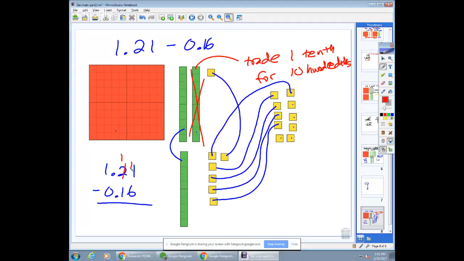And if we look at my picture over here, I traded, so now I have 11 hundredths in the upper number. And here's my 11 hundredths. So the trading in is what allows us to borrow. 11 minus 6 gives us our 5. 1 minus 1 is our 0. And 1 minus 0 is our 1. So that's the comparison model.